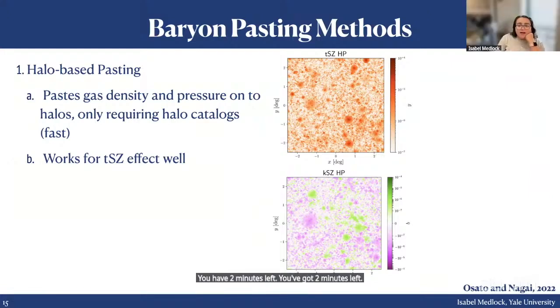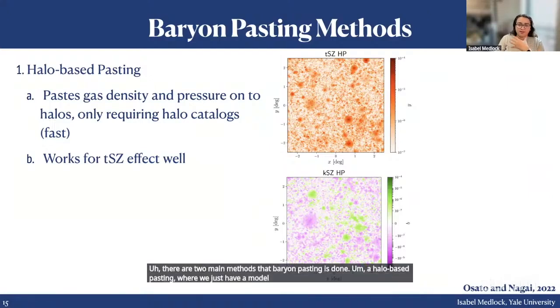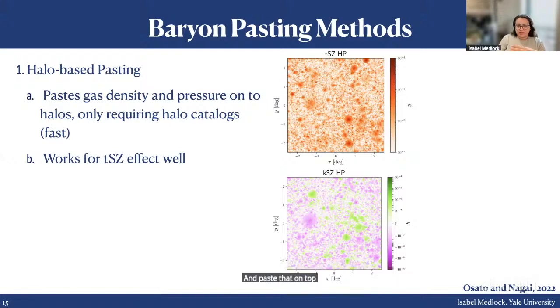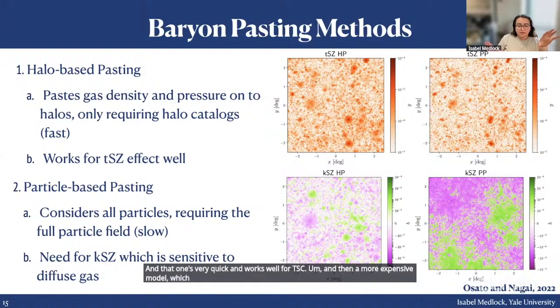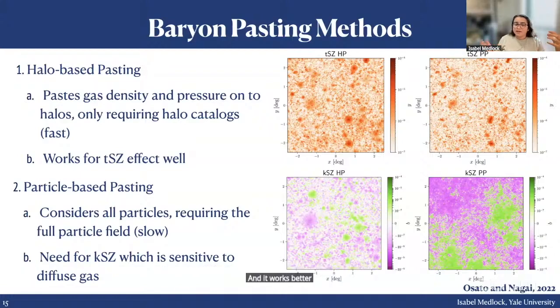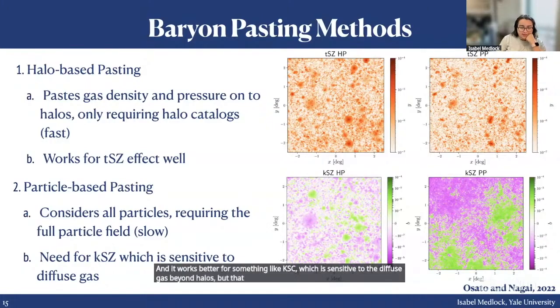Okay, thanks. There are two main methods by which baryon pasting is done. A halo-based pasting, where we just have a model of how gas is distributed around halos and paste that on top. And here are examples for the tSZ and kSZ effect. That one's very quick and works well for tSZ. And then a more expensive model, which considers all particles in the field, including anything outside the halos, and that's pretty slow. It works better for something like kSZ, which is sensitive to the diffuse gas beyond halos, but that's still pretty expensive.